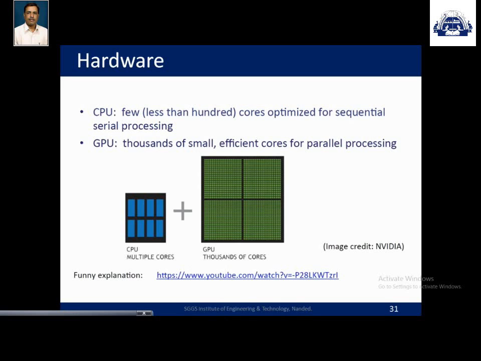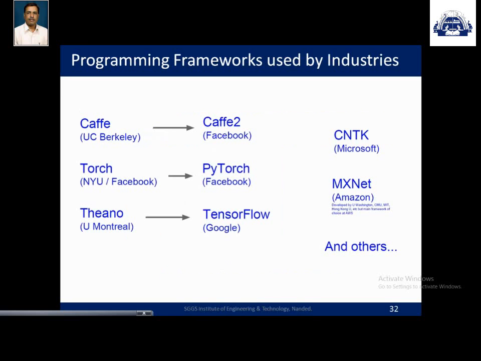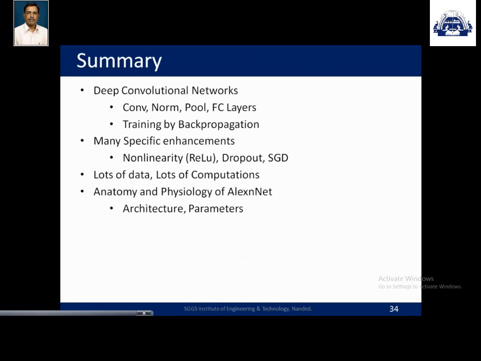The hardware used is CPU and GPU. GPUs are nothing but thousands of small efficient cores for parallel processing, and the programming frameworks used by industries are Caffe, Torch, PyTorch, Theano, and TensorFlow.